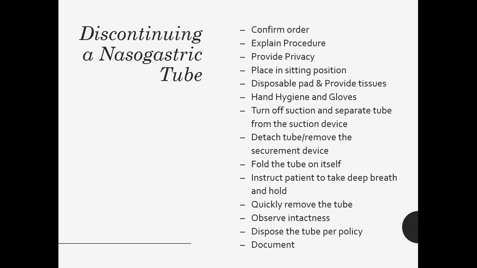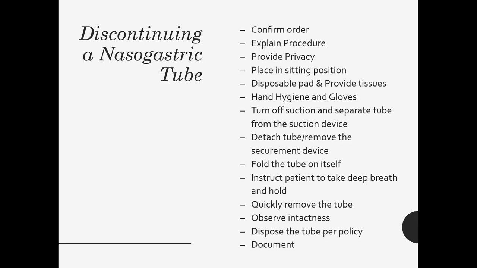Most of the time they don't have an actual clamp on them, so you may just want to fold it or clamp it off however you can with that tube, so it doesn't leak out gastric contents. And then you're going to instruct the patient to take a deep breath in and hold, and then you're going to quickly remove the tube, okay? So you don't want to do this slowly because they probably can't hold their breath for that long, and it increases risk for aspiration. So just do it in a quick, steady motion, okay?